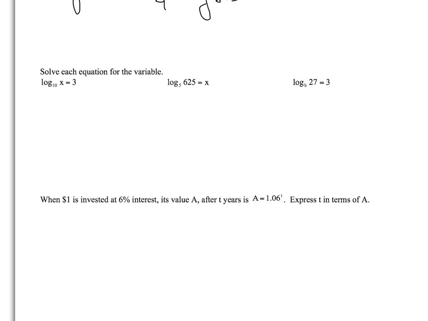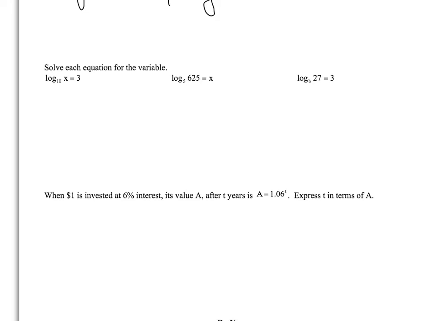Solve each equation for the variable. So we have log base 10 of x equals 3. To solve a log equation, what you'll start by doing is BESA. Rewriting this using BESA, it becomes 10 to the third equals x. Well, if you type 10 to the third in your calculator, you get 1,000. I'm going to skip the second one. I'm going to leave that for you guys to try because that's a little bit easier than the third one.